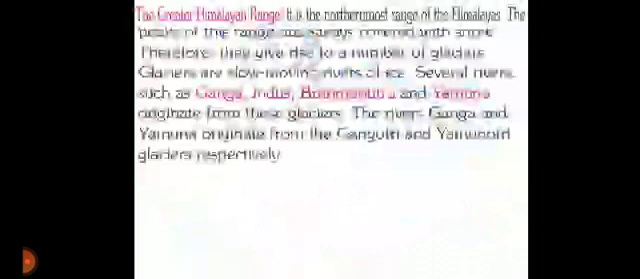First we are going to see the Greater Himalayan range, also known as Himadri. It is the northernmost range of the Himalayas. The peaks of this range are always covered with snow, therefore they give rise to a number of glaciers. What is the meaning of glacier? Glaciers are slow-moving rivers of ice. Several rivers such as Ganga, Indus, Brahmaputra and Yamuna originate from these glaciers. The rivers Ganga and Yamuna originate from the Gangotri and Yamunotri glaciers respectively.